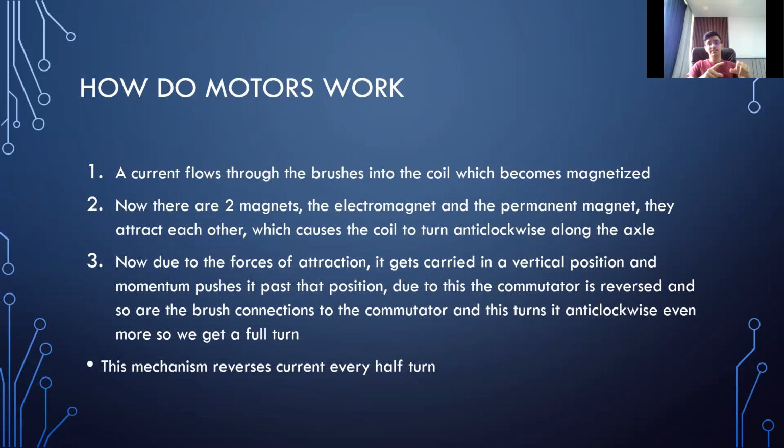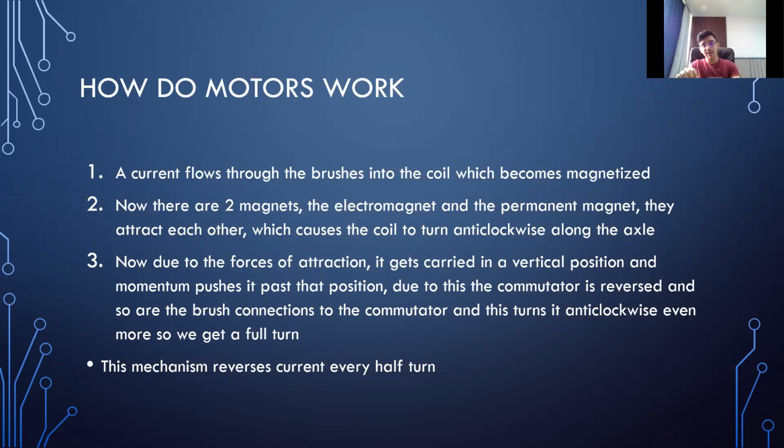The electromagnet is actually the coil itself, which is put on an axle, which gets electricity from some kind of source, from some kind of battery through the brushes. So it makes the coil magnetized. It becomes an electromagnet. There's a magnetic field around it. And then there are permanent magnets. There are two separate magnets which keep it in motion.